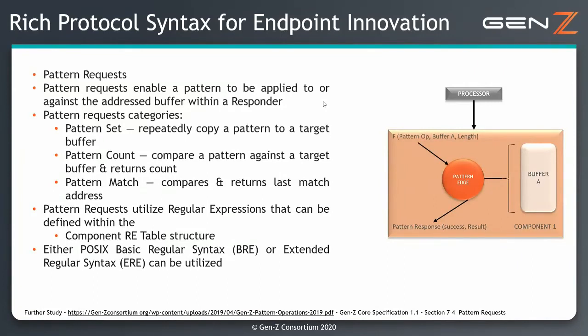Pattern requests. Gen Z has an opclass called Advanced and has some very powerful commands, some of which are called pattern requests. Gen Z allows a requester to issue a command that sets up a pattern using regular expressions, and accomplishes a pattern count across a specific address range, or accomplishes a pattern match across some specific address range. So rather than having the requester drag all the data across the network and do the comparison for a single answer, it just sends the pattern it wants to match upon or count upon to the end device, and then the end device can do the computation and send back just the answer.